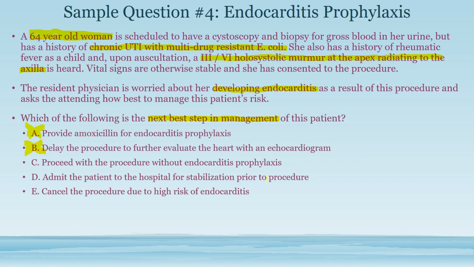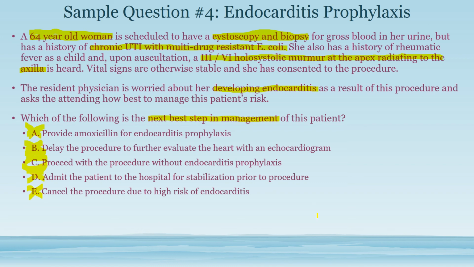Admit the patient to the hospital for stabilization. Does the patient seem unstable? No, she just has a murmur, and otherwise she's stable. So you don't need to worry too much about that. Cancel procedure due to high risk of endocarditis. Remember, this procedure is just a cystoscopy and a biopsy. It's not a very severe procedure. It's not an open procedure by any means. You're just putting a scope into the bladder. So this is not very high risk for endocarditis either. So that's why you don't need to delay the procedure or cancel it, because it's a very mild, easy to handle procedure. So the answer will be to proceed with the procedure without endocarditis prophylaxis.